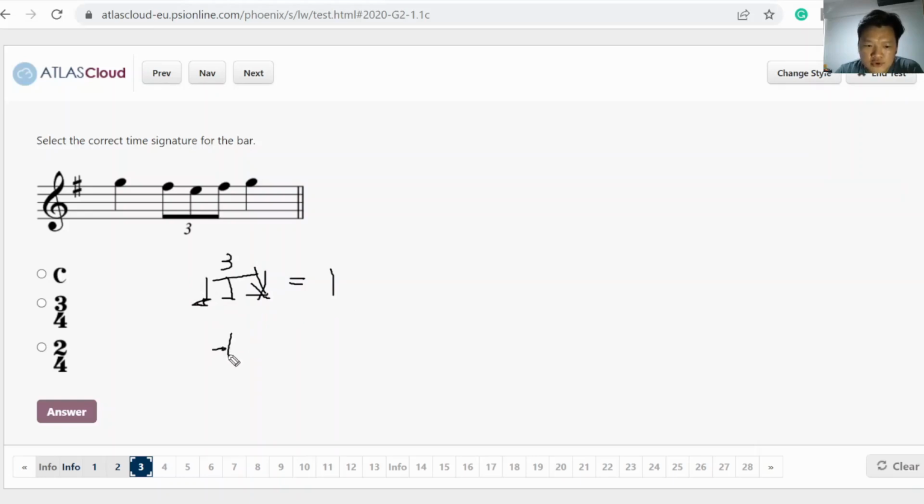But if you have a crotchet triplet, and you cover the last one again, it is actually 2 counts. So this one is 1 count, the triplet is 1 count, and this crotchet triplet is 1 count, so the total is 3 counts. Which one is the right one? 3/4. Let's go on.